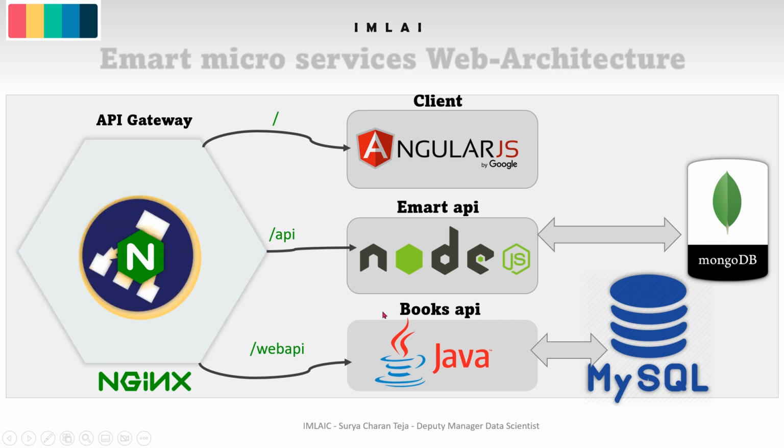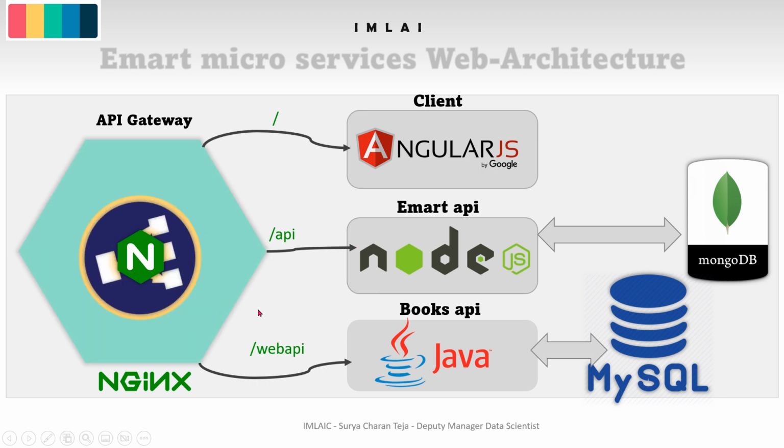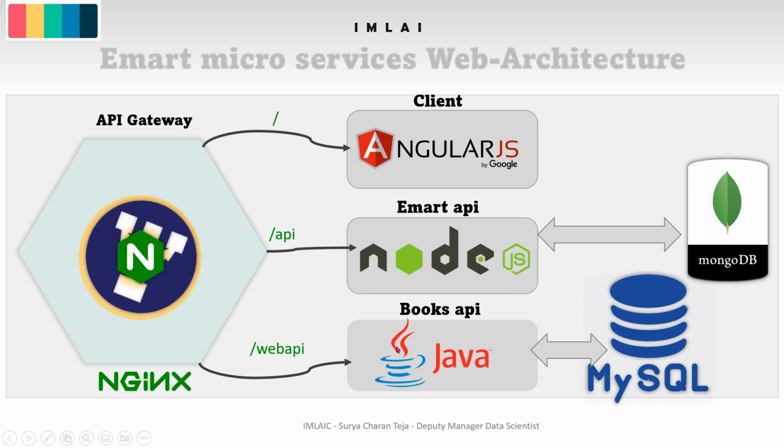So this is an e-commerce application which has multiple microservices. However, Nginx is the important aspect here. It's a gateway. When it gets a route of forward slash, it will be routed to the client side, and the front end pages will be shown, and AngularJS will serve this. Whereas if it is requested for forward slash API, then it will be routed to Emart API, and it will be served by Node.js. And if it is requested through forward slash web API, it will be routed to books API, and Java will be serving this.